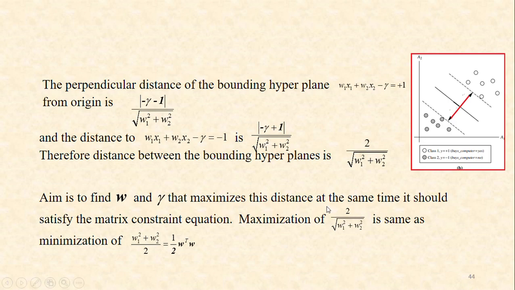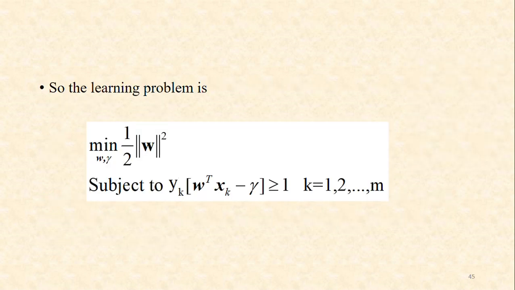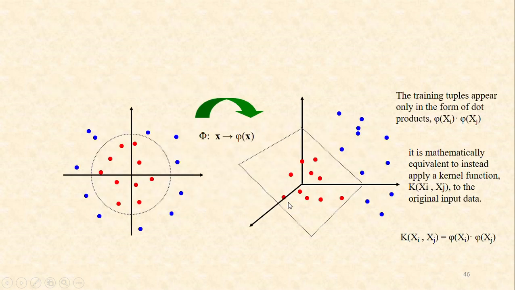At the same time, it should satisfy the constraint equation, that is, maximization of 2 by the norm of w is the same as minimization of w transpose w divided by 2, or half w transpose w. And so the learning problem can be written as an optimization: minimization with respect to w and gamma of half w transpose w subject to yk into w transpose xk minus gamma greater than or equal to 1, where k is equal to 1 to n.